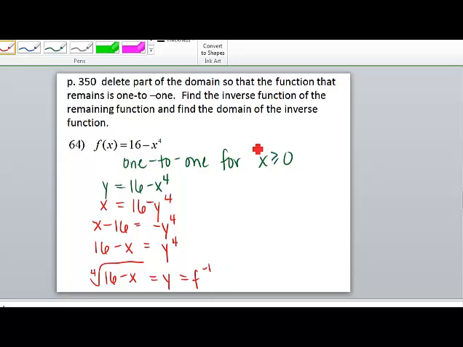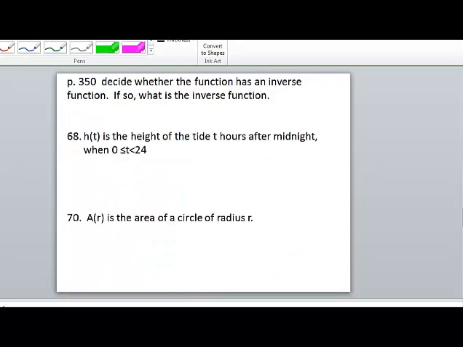We're also supposed to state the domain for this. So the domain would be x has to be less than or equal to 16. If x is greater than 16, we now have a negative underneath that fourth root.